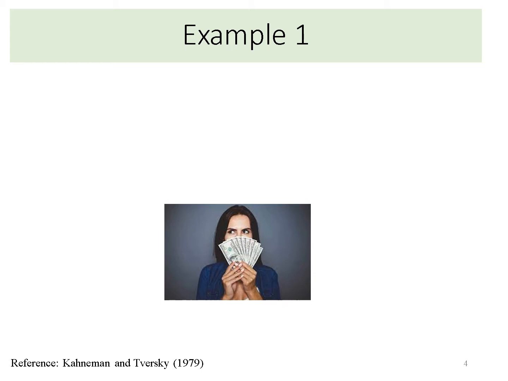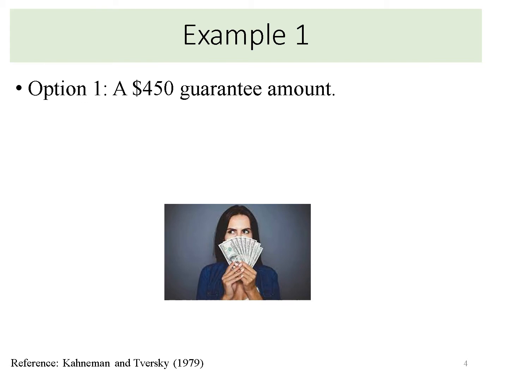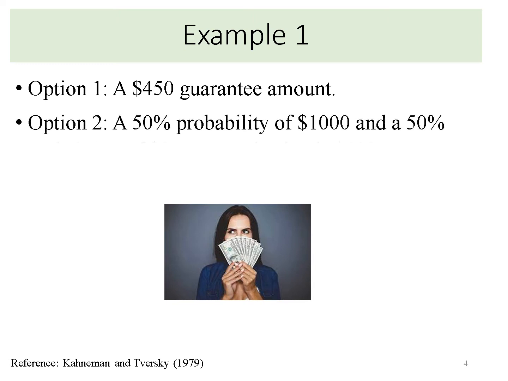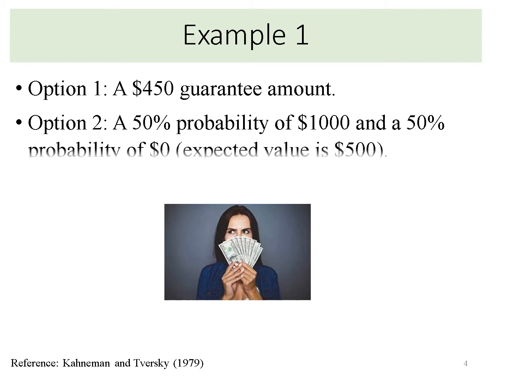Example 1. Consider the following 2 options. Option 1. A $450 guarantee amount. Option 2. A 50% probability of $1,000 and a 50% probability of 0. This means the expected value is $500. Which option would you choose? Using standard utility theory, option 2 would be the rational choice because the expected value is higher.